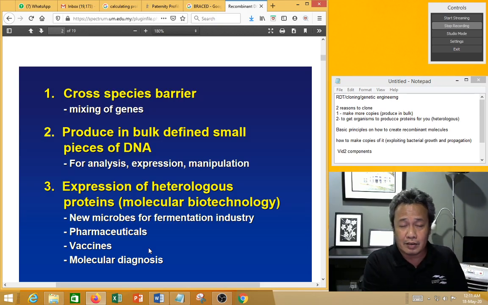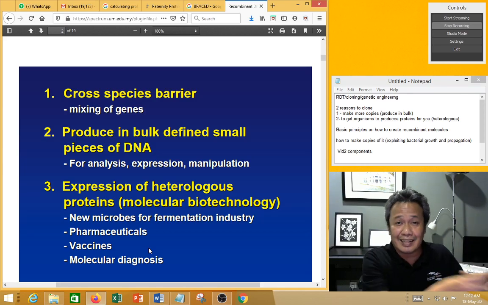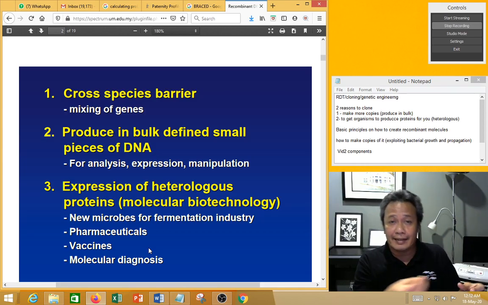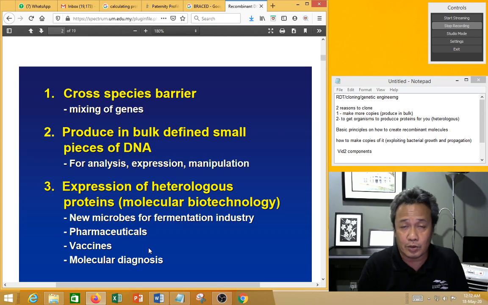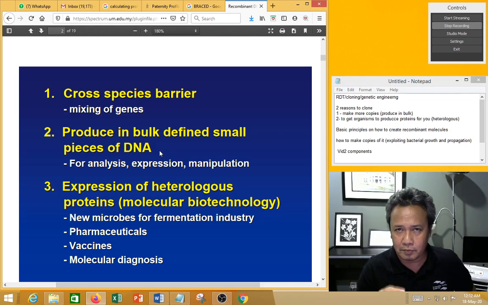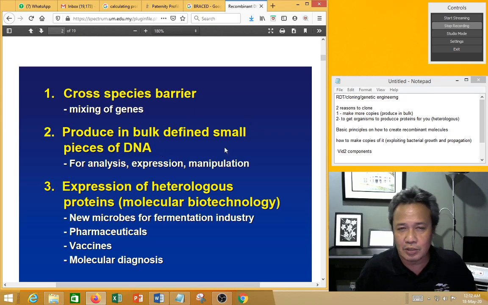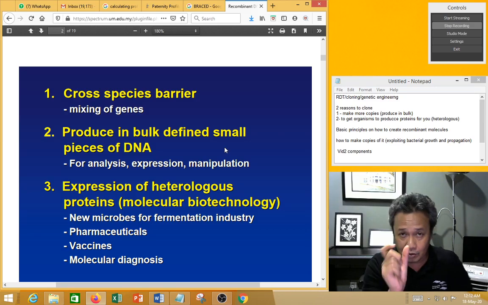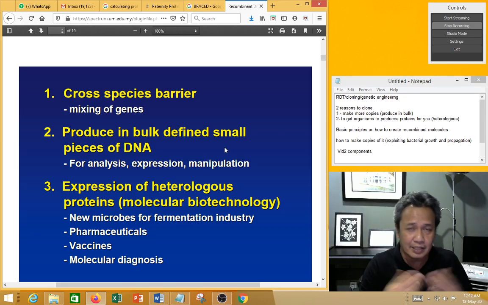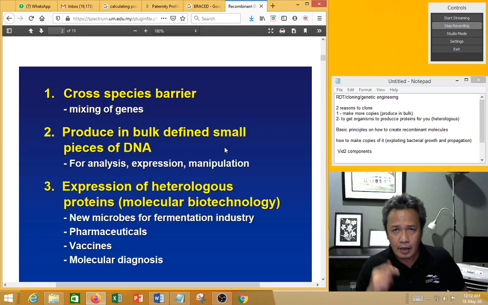And once the bacteria grows more and more into a bigger culture, then you can get the fragment out again. So essentially, you'll have a lot more of that. So you clone because you want to produce in bulk defined small pieces of DNA. Pay attention to the word small. You're not talking about trying to produce the whole human genome. A particular gene you can put in bacteria so that it can produce for you. So one is making copies.